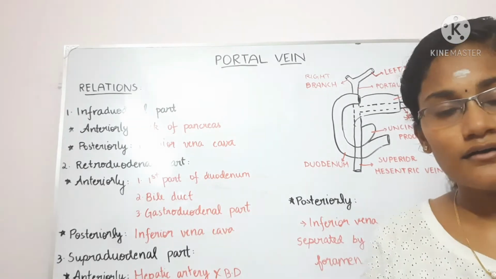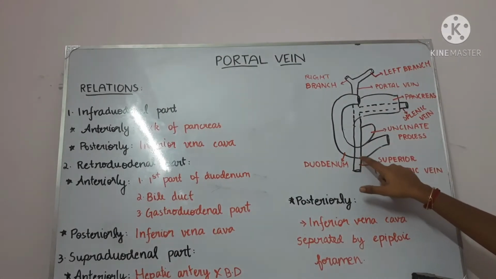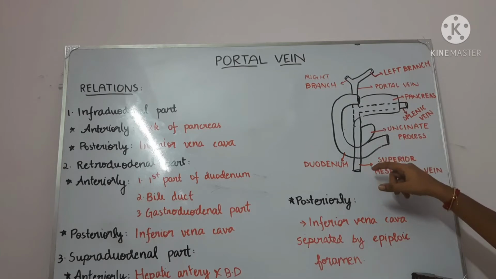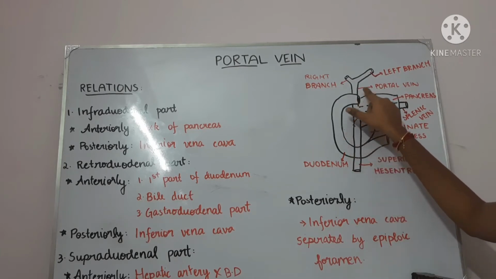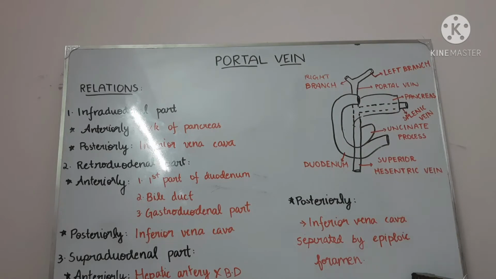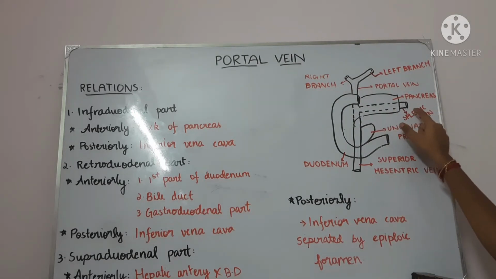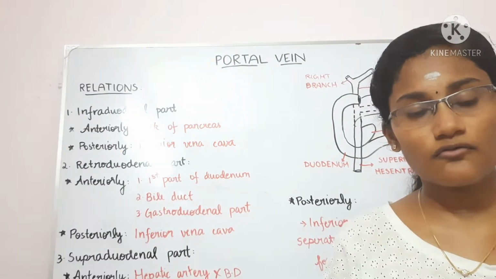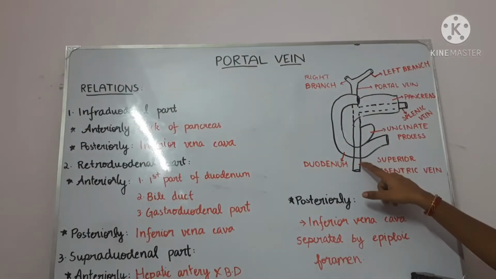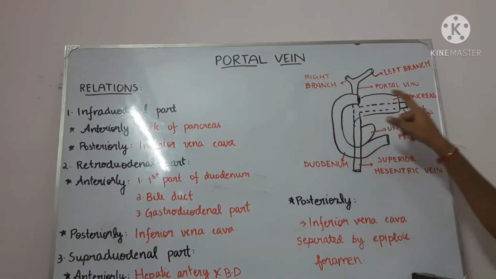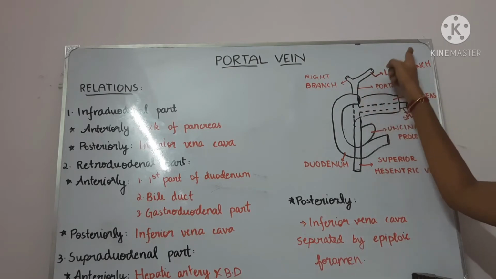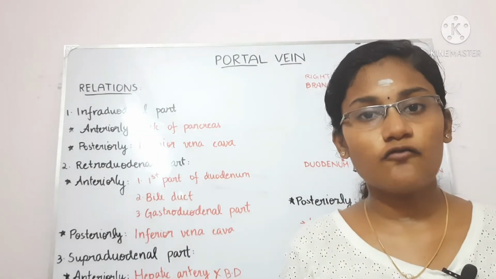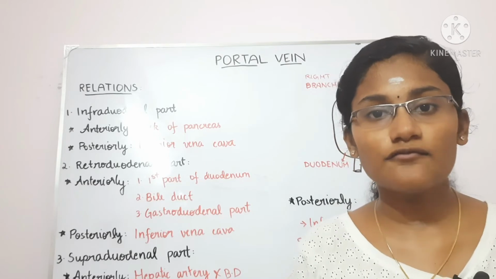Now I told you that the portal vein is formed by the superior mesenteric vein and the splenic vein, and that the inferior mesenteric vein drains into the splenic vein. The blood coming from the superior mesenteric vein goes through the right branch to the right lobe of the liver, and the blood coming from the splenic vein and the inferior mesenteric vein goes to the left lobe of the liver. The blood moving through the portal vein moves very slowly. So this is called the streamlined flow of the blood.